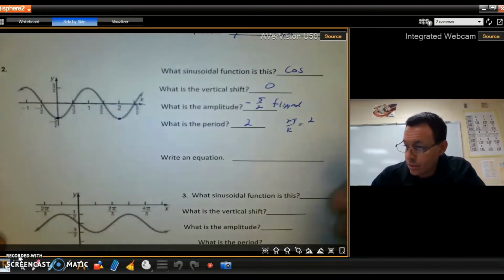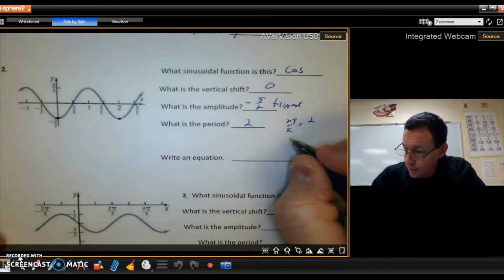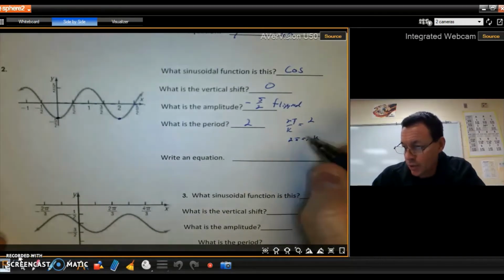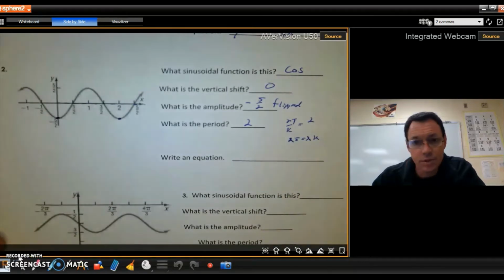So we just need to solve. So we're going to cross multiply. That'll give us 2 pi equals 2k, which you probably will see these 2's are going to cancel each other. So k is equal to pi.